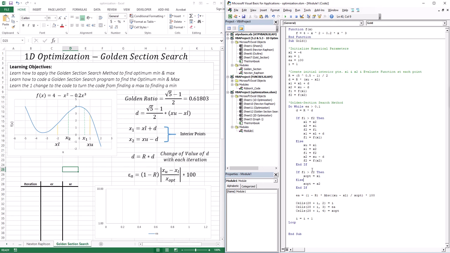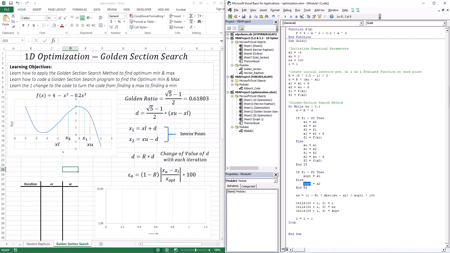And here, is f1 greater than f2? If that is the case, x1 is my optimum. If that is not the case, then x2 is my optimum. So you can see that this code is tailored to find the optimum max. Okay, and we're going to learn in a little bit how we can tailor with one slight change. How can I change this code from finding an optimum max to finding an optimum min?